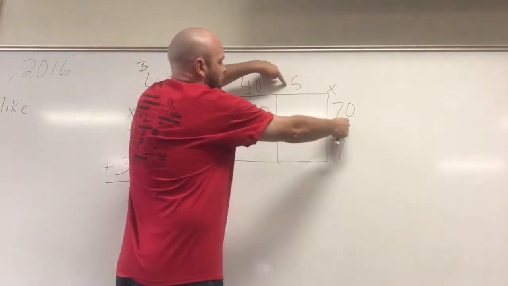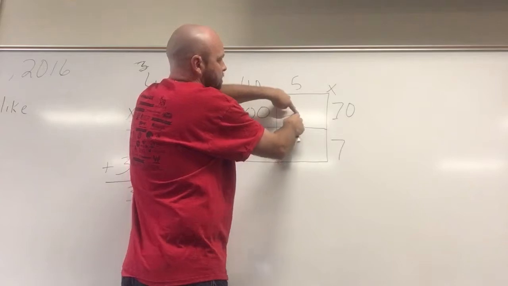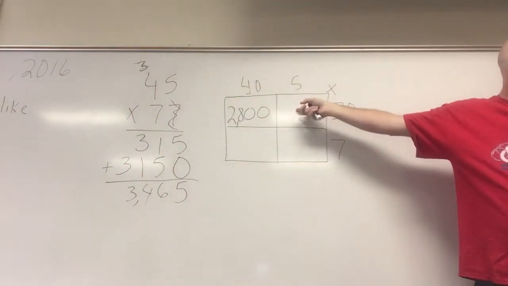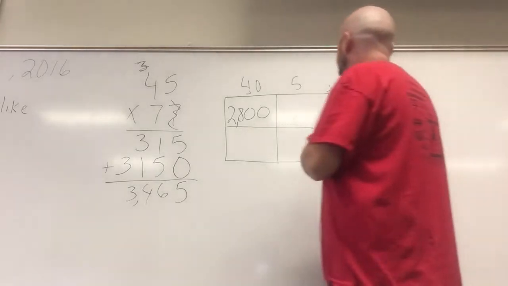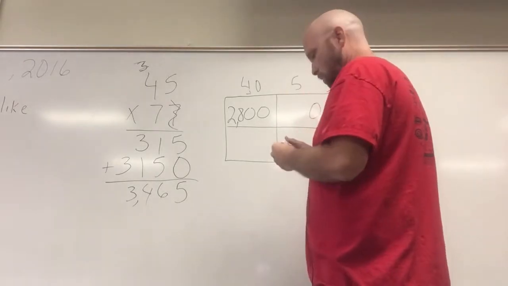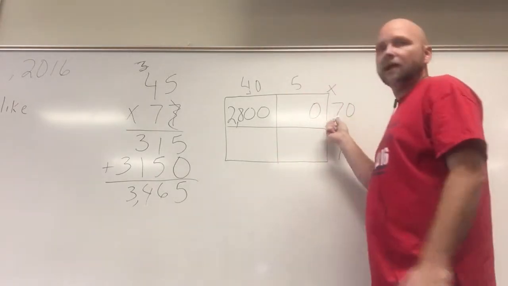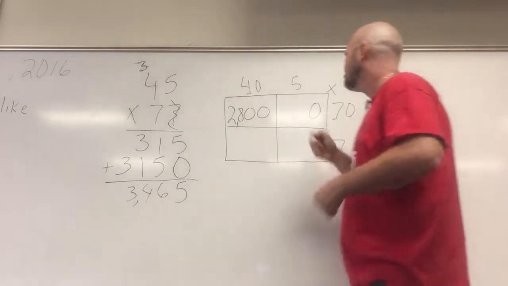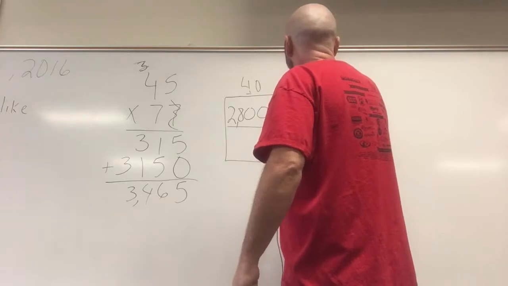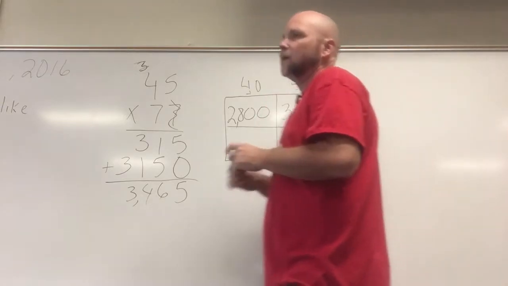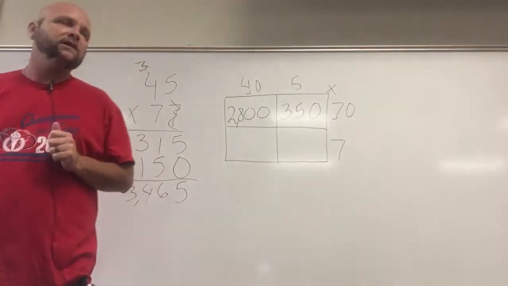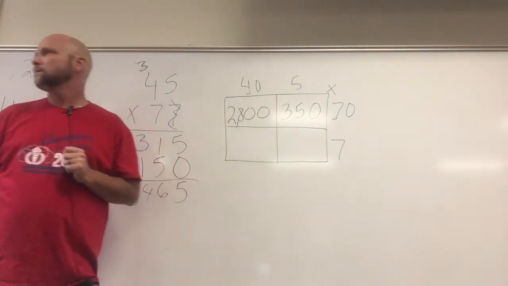This one meets right here in this box. And it has a 5 on the top and a 70 on the side. I can put one of my zeros in. Then all I have to do is multiply 7 times 5, which is 35. So 70 times 5 is 350. Okay, anytime you have a 0 at the end, it makes life really easy.